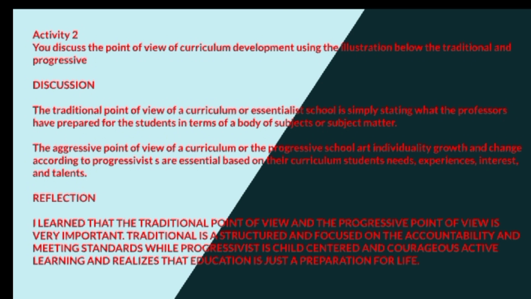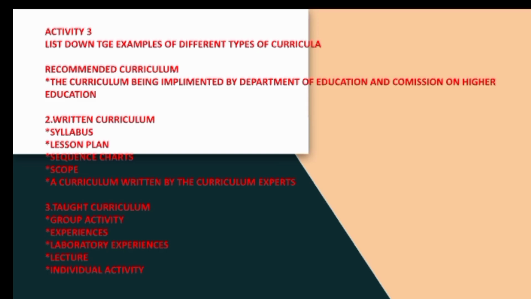Next, this is my Activity 3. The direction is to list down examples of different types of curricula. First, we have the recommended curriculum. The example is the curriculum being implemented by the Department of Education and the Commission on Higher Education. This is the only example in recommended curriculum. Number 2, written curriculum. We have the syllabus, the lesson plan, sequence charts, and scope, a curriculum written by the curriculum experts.